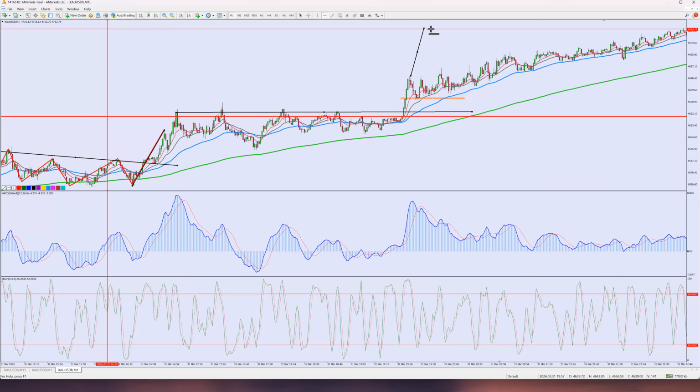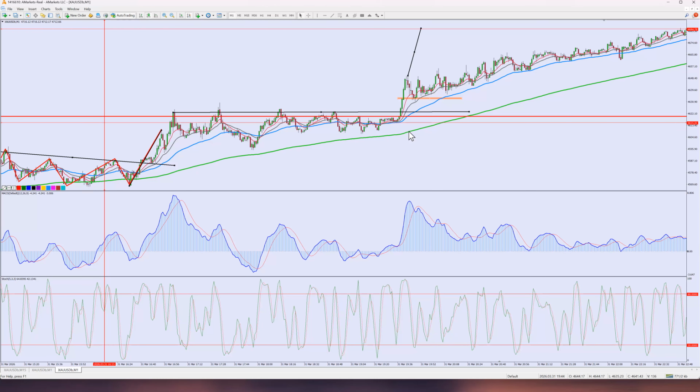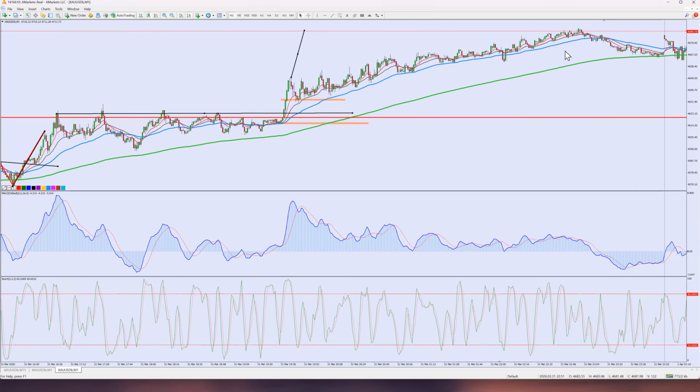Let me put a line there. Your stop's gonna be down here. Oh, you can see this. My stop is down here, and my target is that line. It hits my target, but it takes a long time to hit my target. 194 candles, which is more than 3 hours.